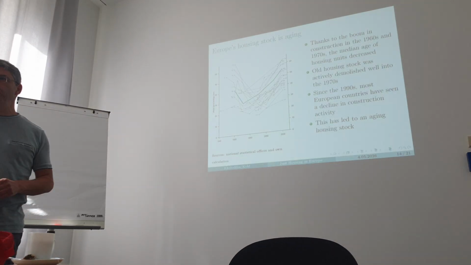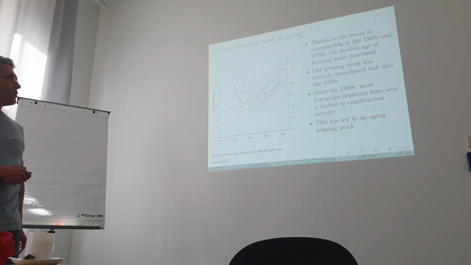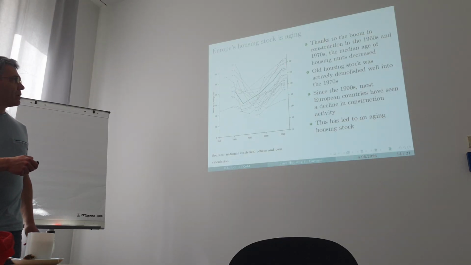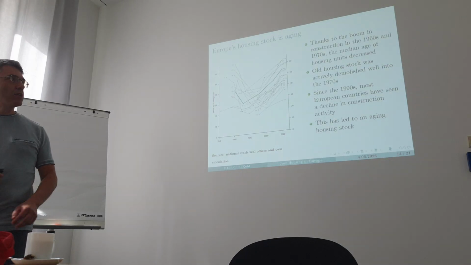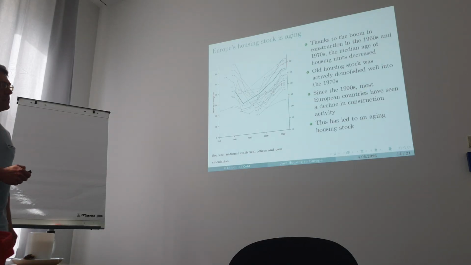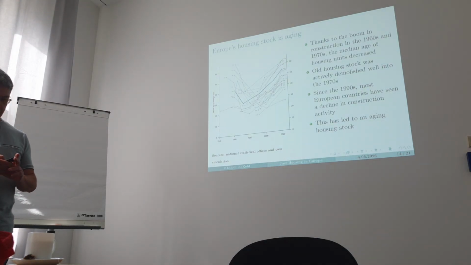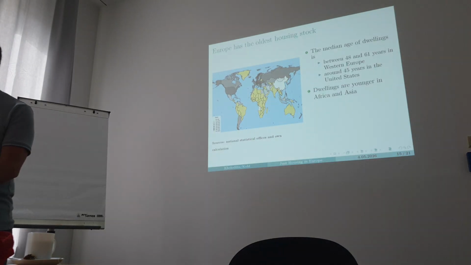And then after the 90s, we have a decrease in the construction rates, and this, of course, leads to a gradual increase in the median age of the housing. So now we have housing which is between 40 and 60 years old in many European countries.